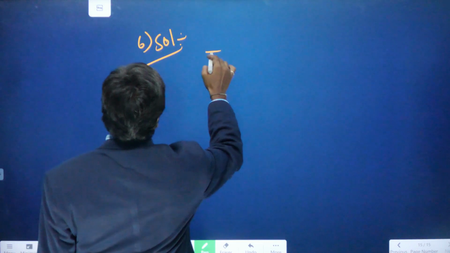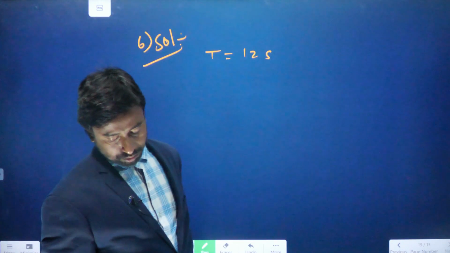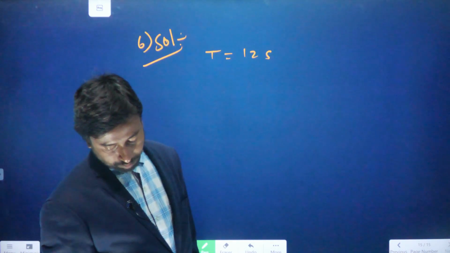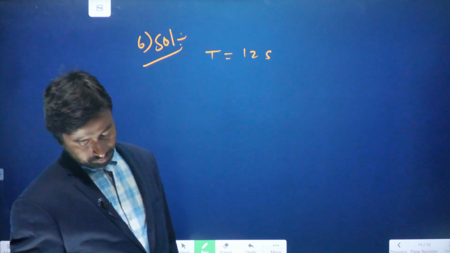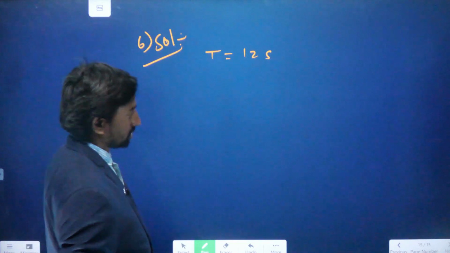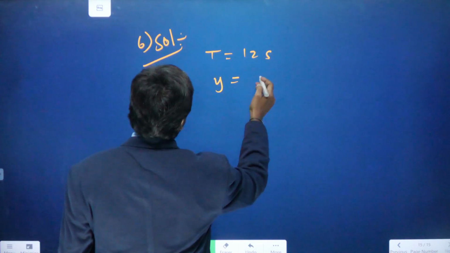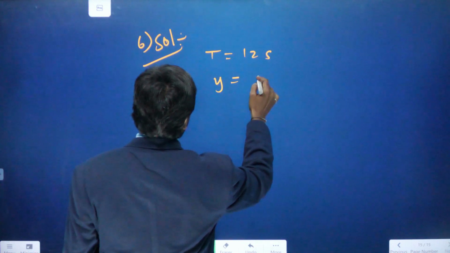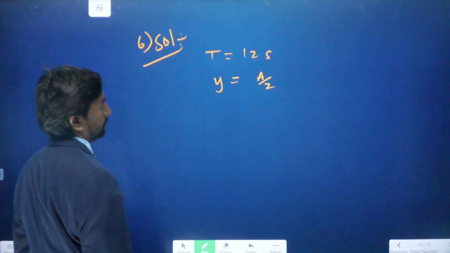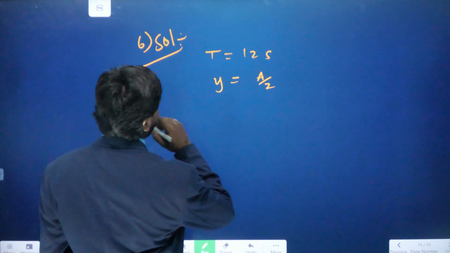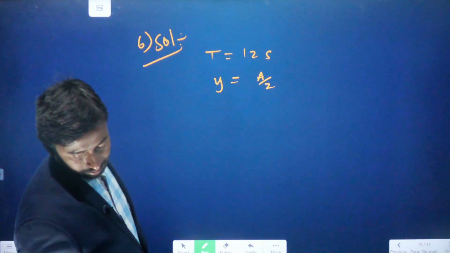Sixth question. The time period is 12 seconds, given there. Then the time taken by it to make a displacement equal to half of its amplitude. Time taken to make a displacement means y is equal to, what can I write here? y is equal to half of its amplitude, A by 2. Half of its amplitude, and the time period is 12 seconds. Time taken by it to complete.